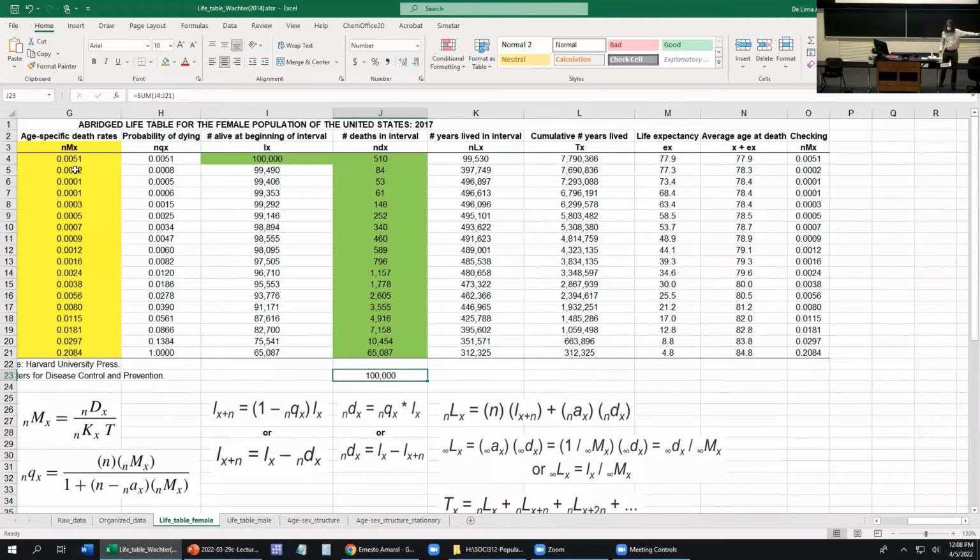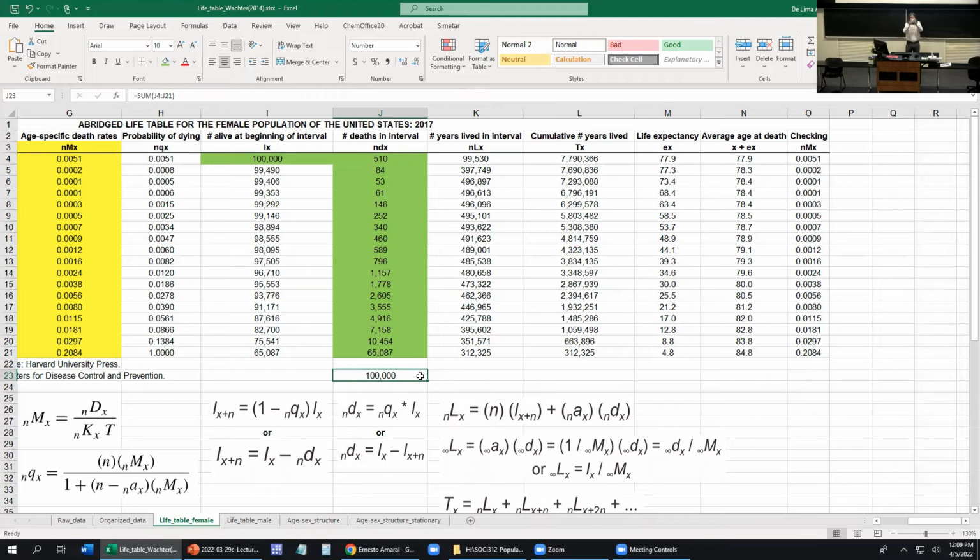Even in 2014, because of the opioid crisis in the US, we already saw declines in life expectancy at birth. And now, because of the pandemic, declines even more. So these three assumptions actually don't hold in our actual population, because age-specific mortality rates are varying. The number of people being born and dying is not the same. And we do have migration.